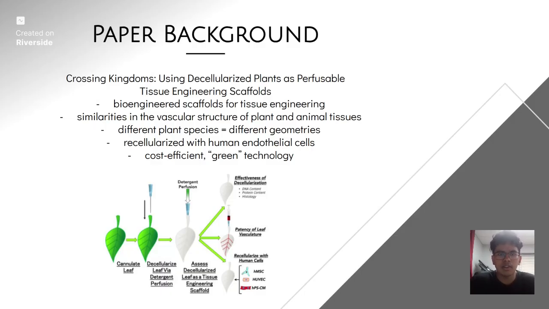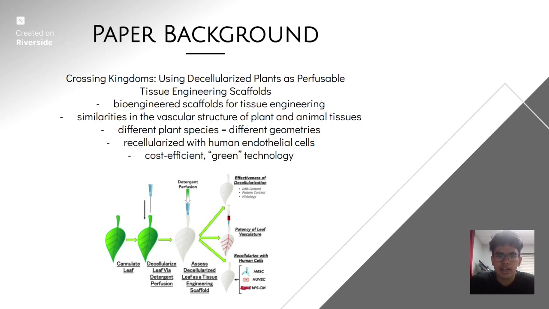So scientists have used bioengineered scaffolds, or just structures, for tissue engineering to help out patients with skin grafts or similar needs. They used animal tissues or human tissues, which have been rare to find and more expensive. So the professors in this paper used similarities in the vascular structure of plants to see if they could replicate what they did with animal tissues before.